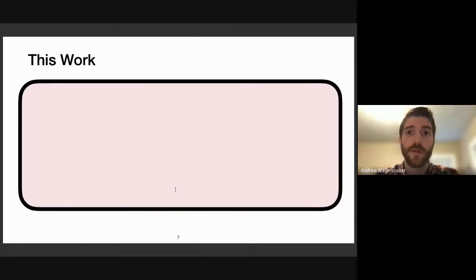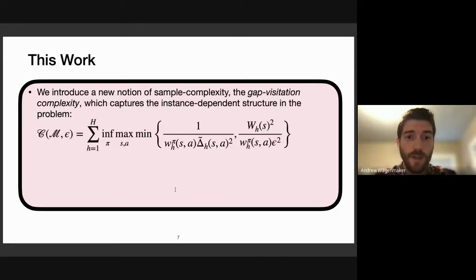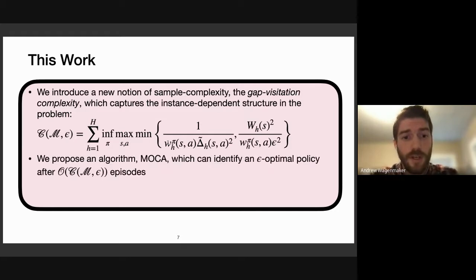And so in this work, what we're going to be looking at is, can we build on this work to come up with a better idea of instance-dependent PAC RL? And we make several contributions. The first is we propose a new notion of complexity, which we call the gap visitation complexity. I'll go into more detail on this a bit. But the basic thing to notice right now is that we have this complexity term, which scales as the gaps here, epsilon, as well as these visitation probabilities, W_H^pi. And so it captures a much more granular notion of complexity. And then we propose an algorithm, MOCHA, which we show can identify an epsilon optimal policy with roughly sample scaling as the gap visitation complexity for that MDP.